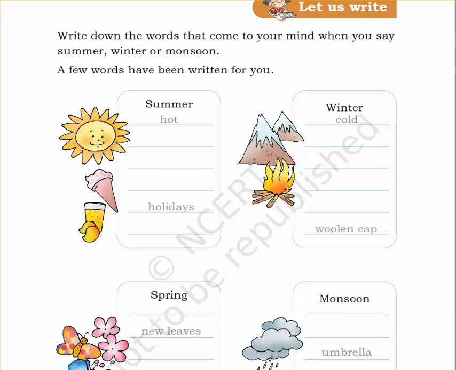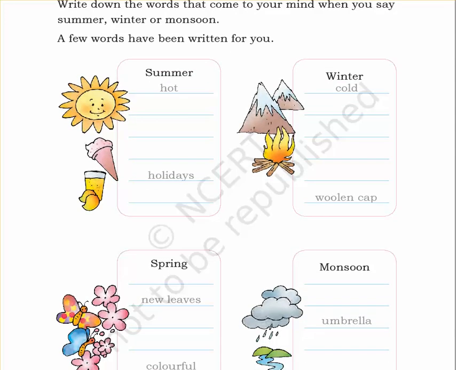Let's move on to the next exercise. Write down the words that come to your mind when you say summer, winter, or monsoon. A few words have been written for you. Okay, now we need to write some words that came to our mind when we think of these seasons. So summer is hot and we get holidays in summer, the summer vacation. Then in summer we eat a lot of ice cream, so we can write ice cream here. In summer we also drink a lot of mango shake.